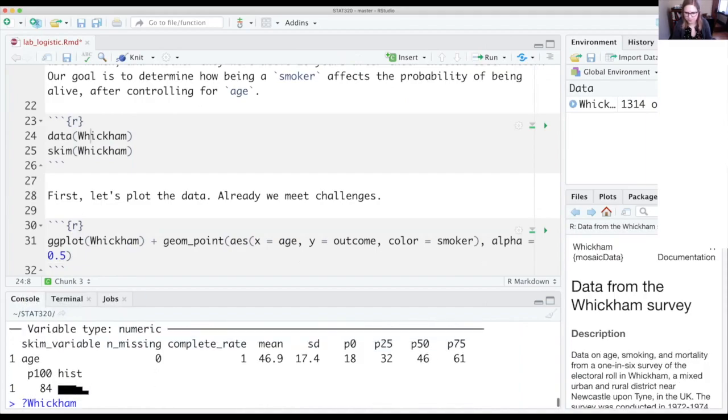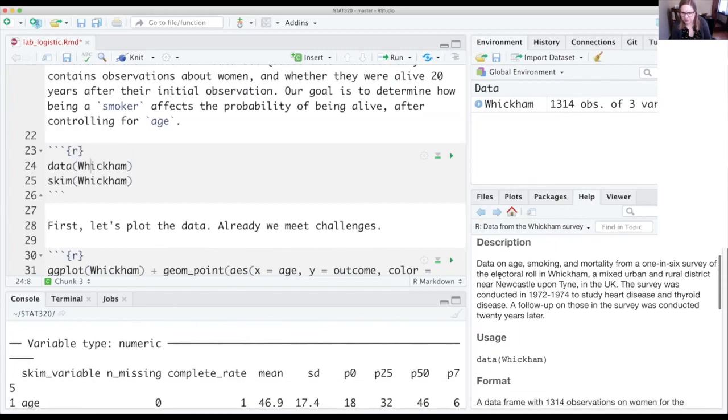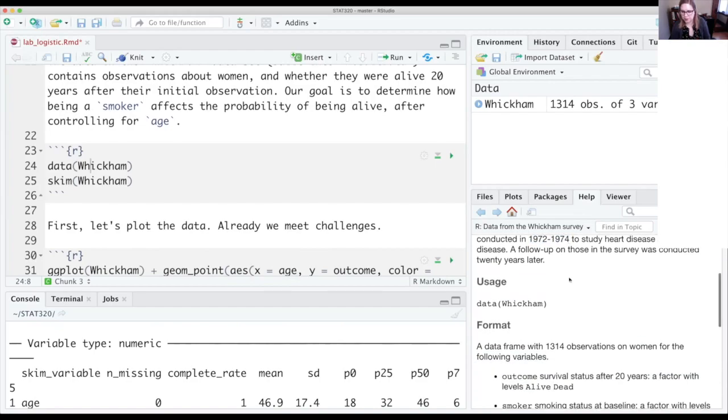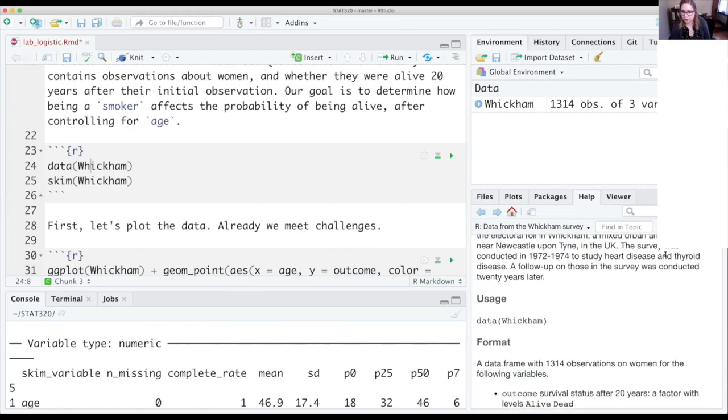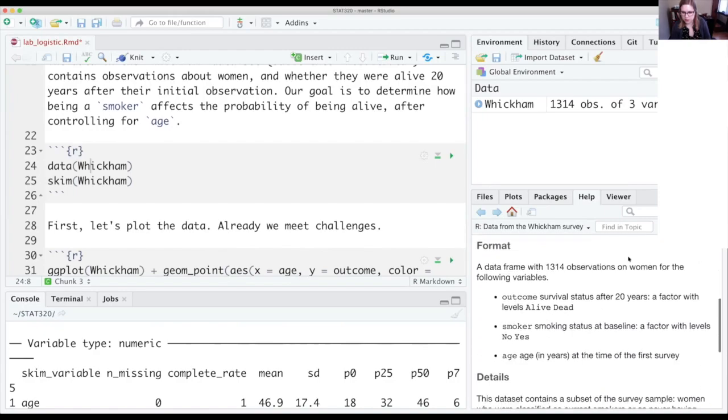It's from the electoral roll in Wickham, which is a mixed urban and rural district near Newcastle upon Tyne in the UK. This is, I don't know, from the 1970s. They did this study on a bunch of women to study heart disease and thyroid, and then they followed up on them 20 years later.